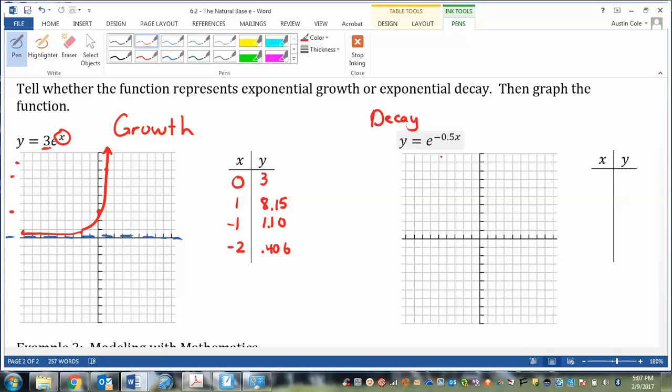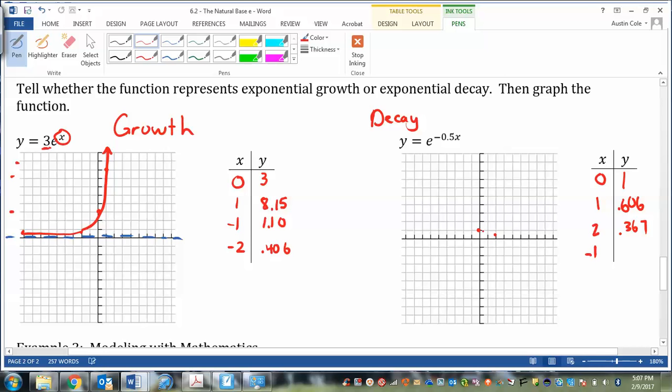And graph it, and we can see that it's going to be a decay. And if I go to my x and y table, let's plot some points here. At 0, of course that's going to be 1 because I don't have an a value in front here. So anything to the 0 power is always 1. If I look at 1, it's 0.606. If I look at 2, it's 0.367. So 0, 1, 1, 0.6 and 2, 0.3, so we're decreasing there.